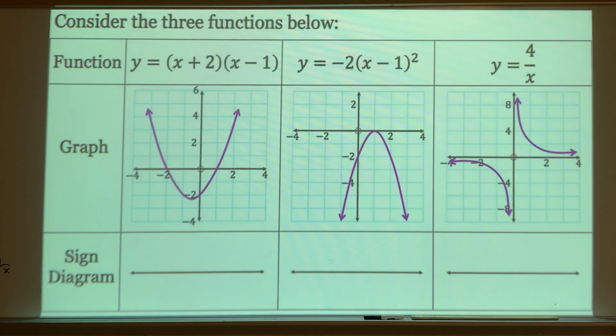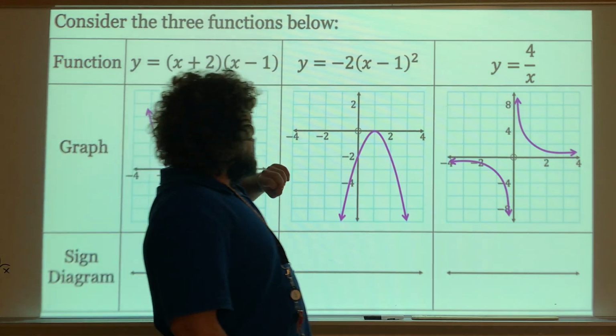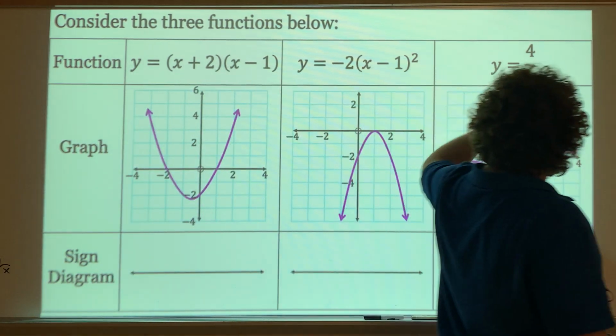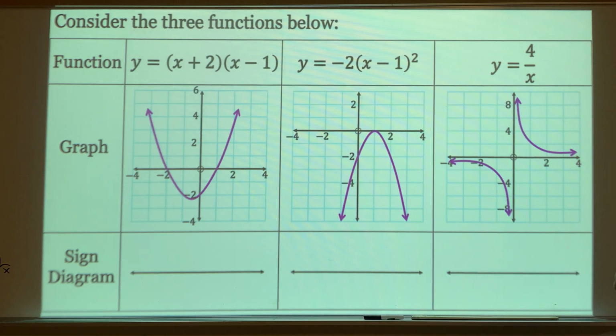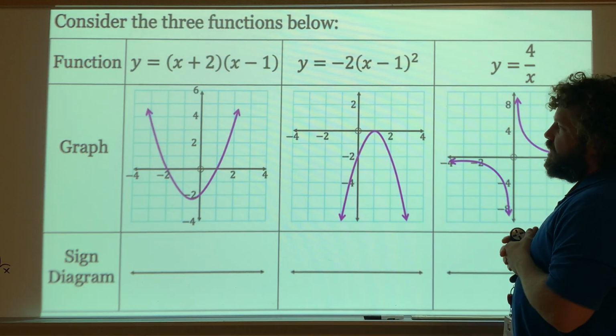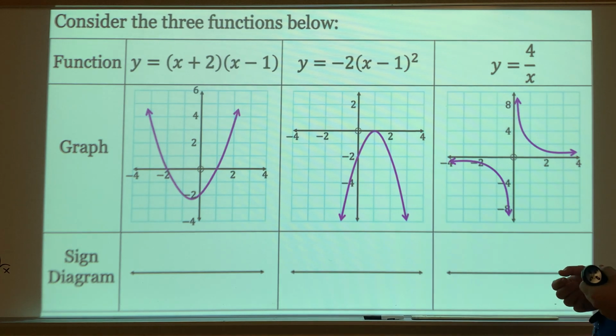All right, so what we're going to do here is we're going to consider the functions below. We have three of them. y equals (x plus 2) times (x minus 1), negative 2 times (x minus 1) squared, and 4 over x. So three different types of equations. So these are the graphs of these equations, and they are representing three different types of sine diagrams we would use.